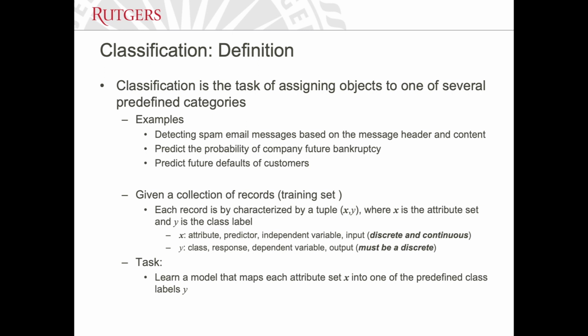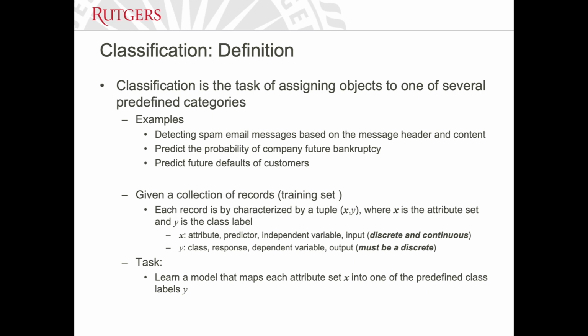Classification is a type of machine learning method. Specifically, it is a type of supervised machine learning method. It is a task of assigning objects to one of several predefined categories. Some examples are detecting spam email, predicting companies' future bankruptcy probability based on different financial factors, and predicting future defaults of customers based on different variables such as the history of past payment, the amount of a bill statement, the amount of previous payments, etc.